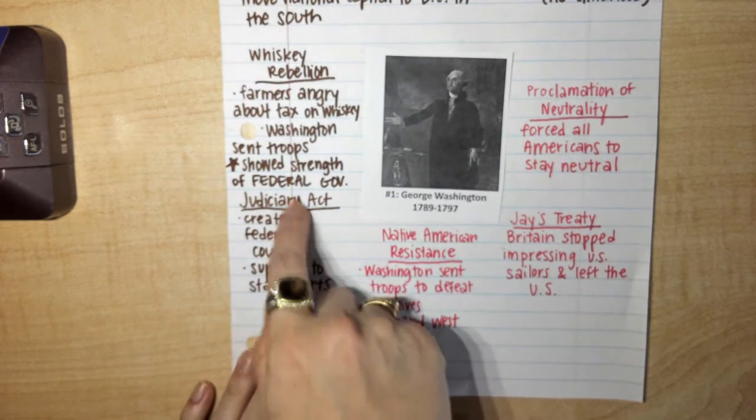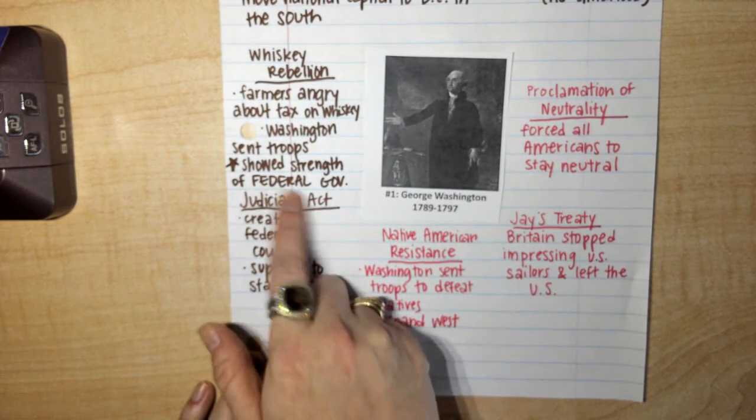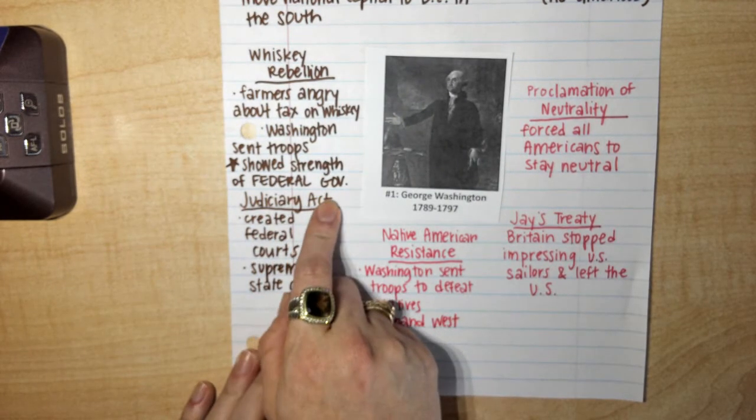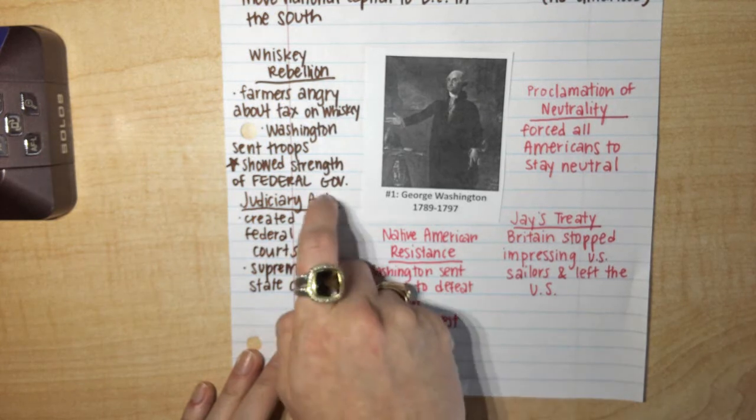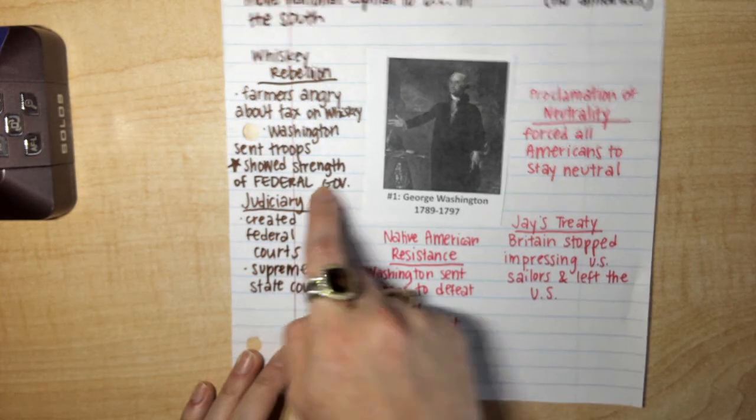Okay, so Whiskey Rebellion, you have to know this effect. Showed the strength of the federal government. This is going to be the opposite of Shays' Rebellion. Shays' Rebellion showed that it was weak and that we needed to replace the AOC with the Constitution. But Whiskey Rebellion finally proves that the federal government is strong.